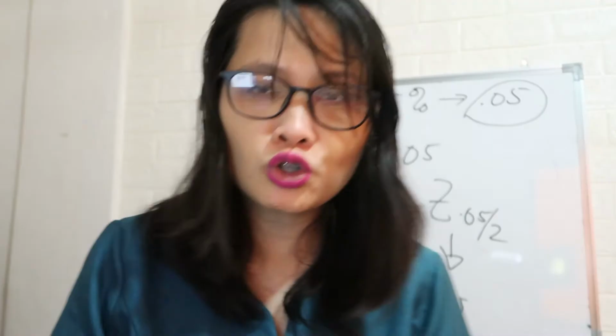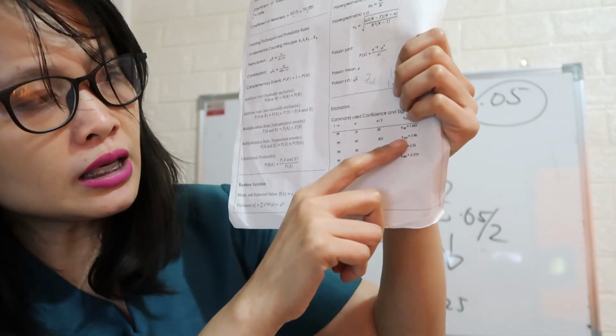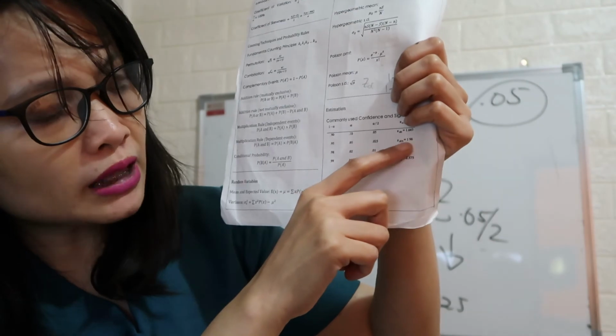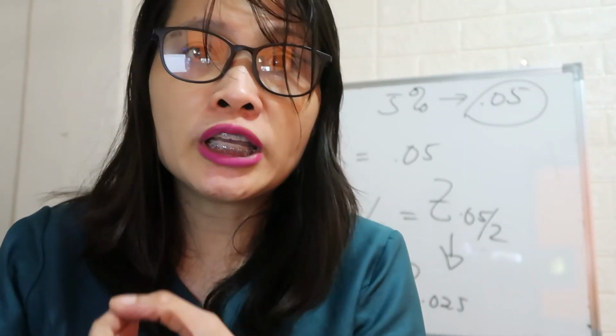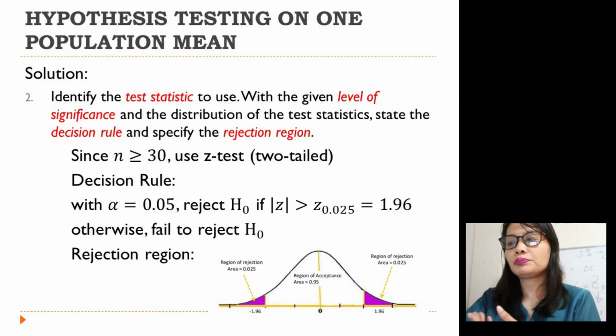Now, using the table, ano daw yung z alpha over 2 na 0.025, that is 1.96. Okay? Z subscript of 0.025, that is 1.96. So, you need this table. So, if your absolute z value is greater than 1.96, then you may reject your HO. But we don't know, so we need to compute pa. Otherwise, fail to reject HO.